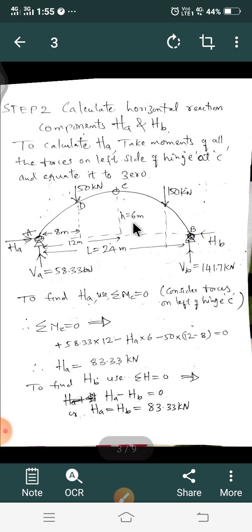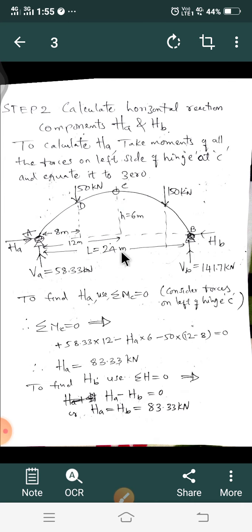Step 2. Here we are going to calculate the horizontal reaction components HA and HB. To calculate HA, we have to take moments of all the forces on the left side of hinge C and equate it to 0. For example, you can see here, consider the left side of C, meaning this part, this is all left side here.